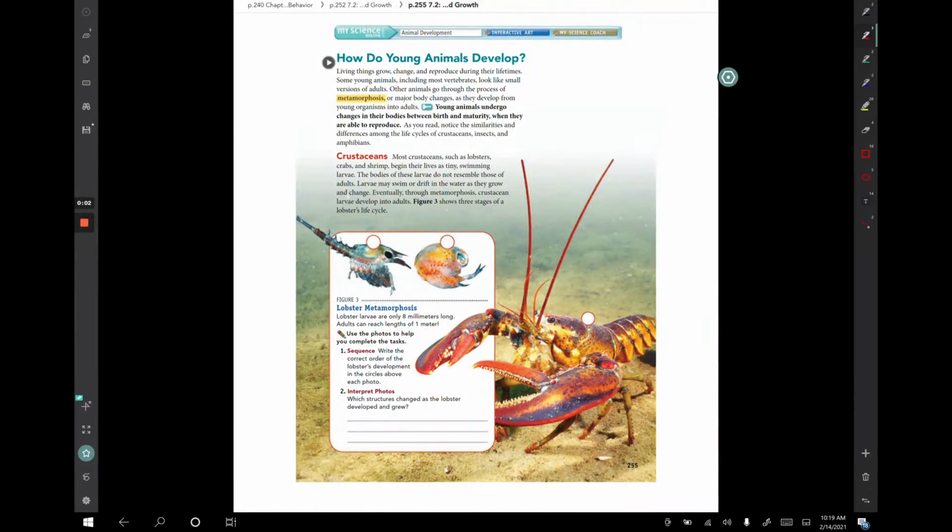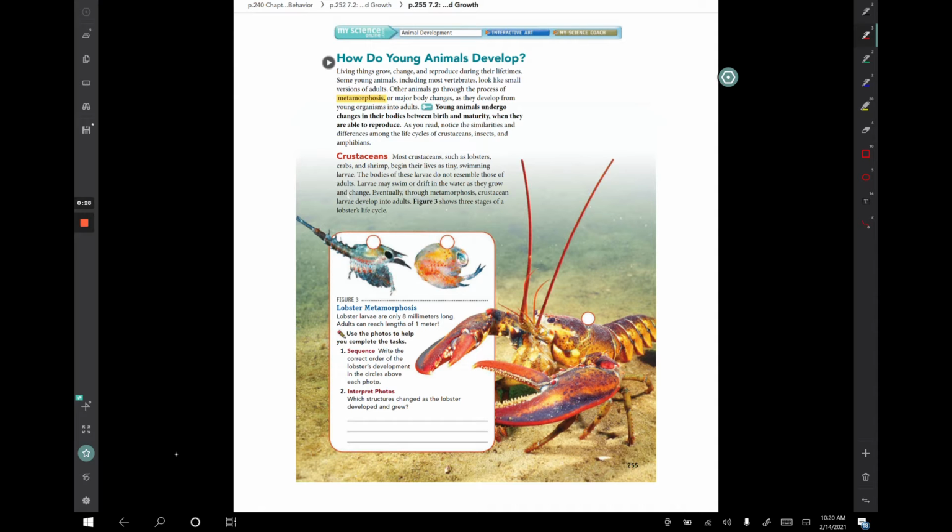In today's lesson, we are going to look at how some young animals develop, which is a little bit different than what we typically think about with humans, because we know that all living things grow and change and reproduce during their lifetimes, and many animals, most vertebrates, look like small versions of the adults. So a puppy looks like a dog, a kitten looks like a cat, a little baby looks like a human.